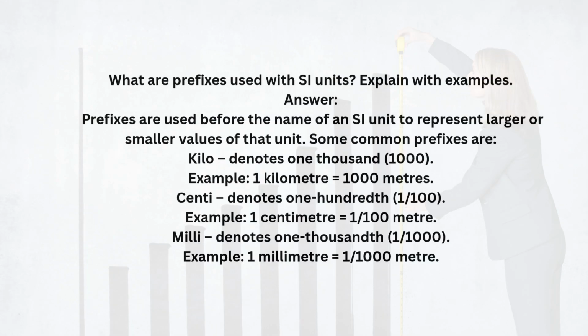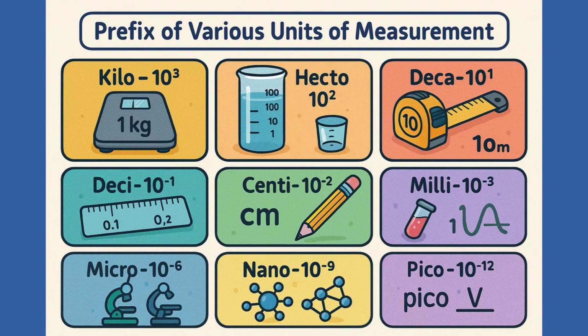Now we will learn about prefixes that are used with SI units. So these prefixes are used before the name of an SI unit to represent larger or smaller values of that unit. So a few prefixes that we can use with meters are kilo, centi and milli.